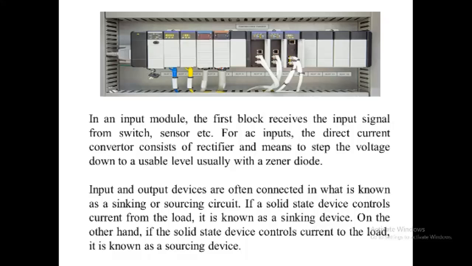Now, we are going to discuss an input module. The first block receives the input signal from the sensors or the devices which are to be connected, and for AC input, the alternating to direct current converter consists of a rectifier and means to step the voltage down to a suitable level, usually with a Zener diode.